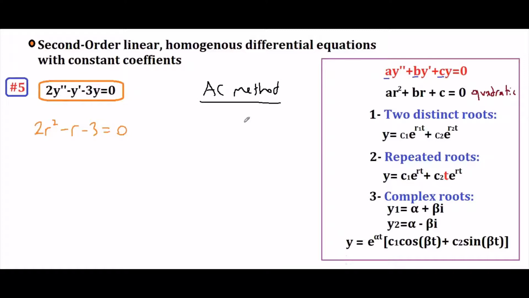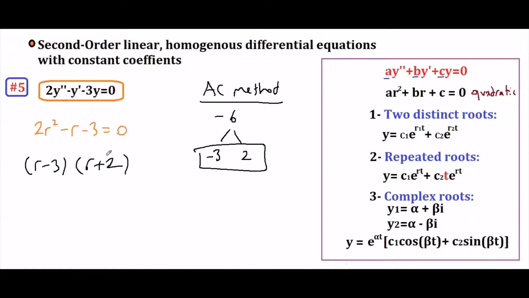of quadratic functions. Multiply the a term by the c term, you obtain negative 6. And two numbers that multiply to negative 6 are negative 3 times positive 2. If you add them up, you obtain the middle term, which is negative 1. So this is the correct pair. So (r minus 3) times (r plus 2).